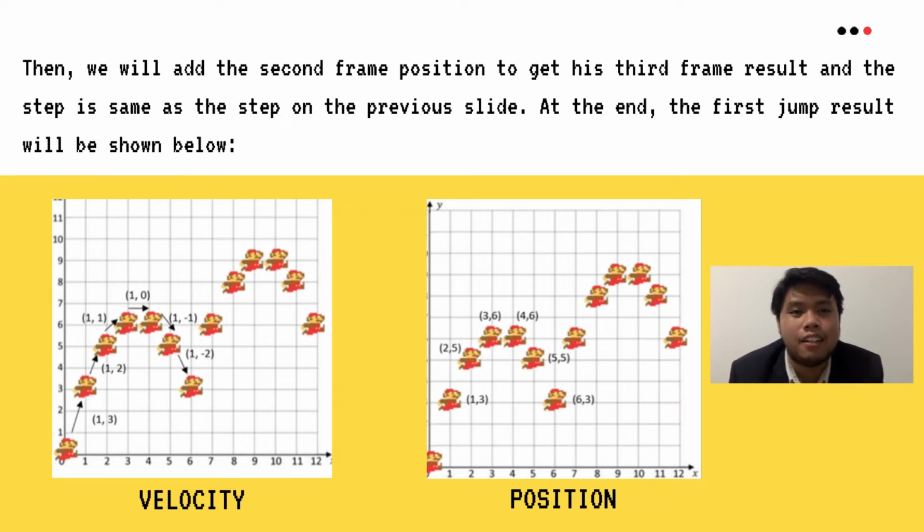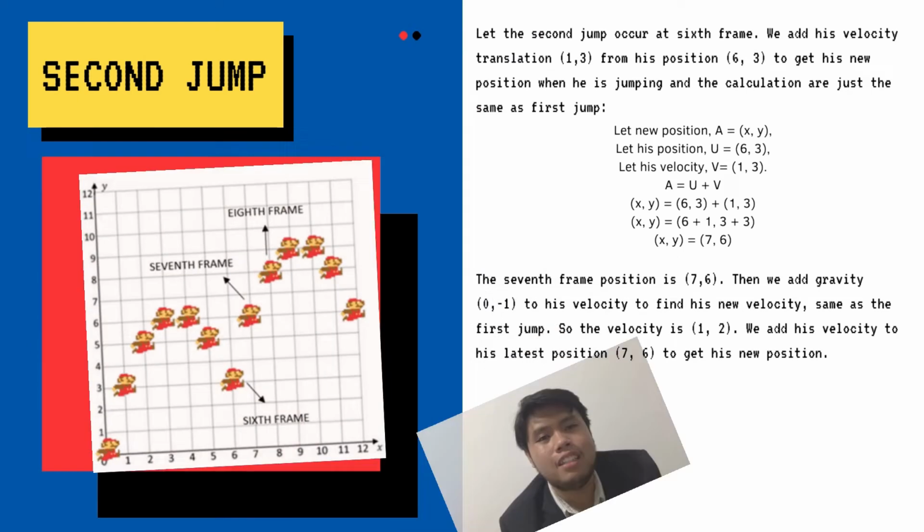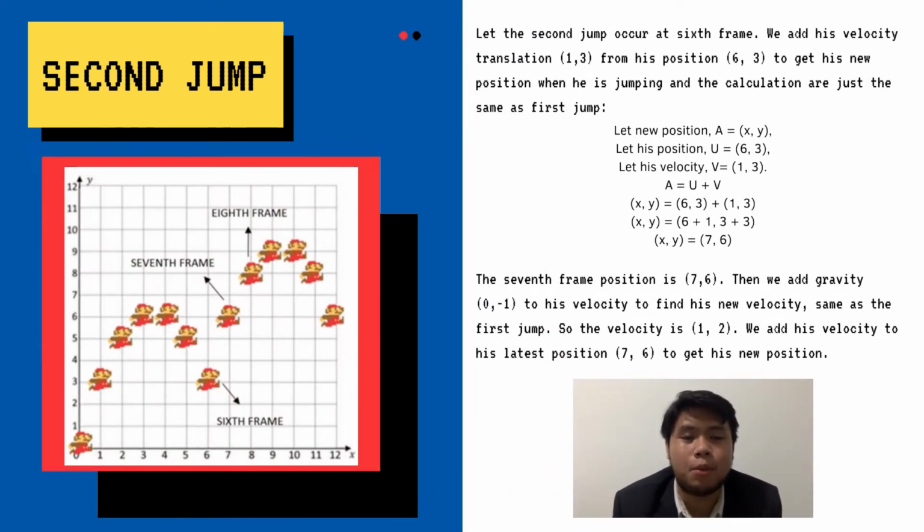At the end, the first jump result will be shown as a diagram. However, in this shown diagram, the second jump occurs. The calculation steps are just the same as the first jump, but the only difference is the coordinate points. So here, we let the second jump occur at the 6th frame. We add his velocity translation (1, 3) to his position (6, 3) to get his new position where he is jumping.